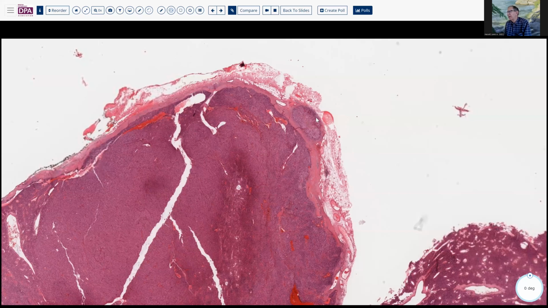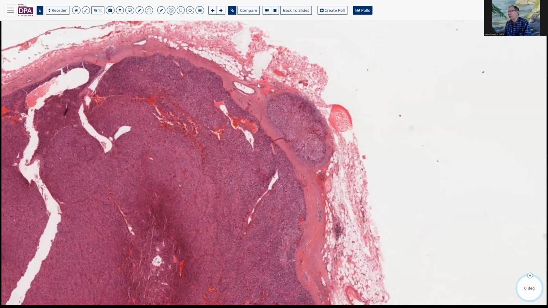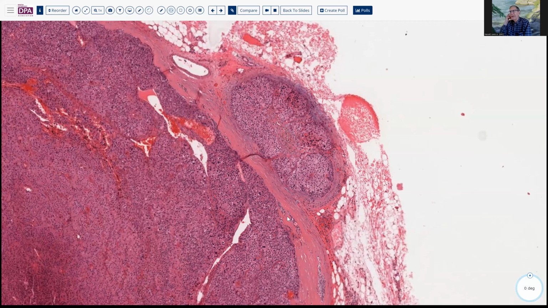Now, here's a little finding here. You might say, well, is this capsular invasion? And I think in the thyroid, you might certainly worry that that was the case or do additional levels. But as we've mentioned, this is only just one of those things that raises concern. It does not establish the diagnosis of malignancy in parathyroid carcinoma.